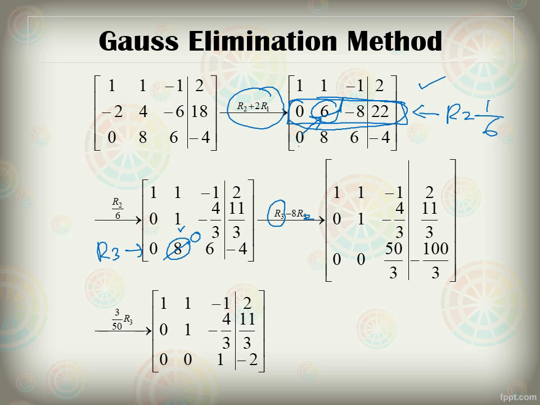Okay, so row 3 is 0, 8, 0, minus 4. This is row 3. Then we minus with 8 row 2. So row 2 is here, which is 0. Times with 8, you get 8. Minus 4 over 3, you times with 8, that will give you minus 32 over 3.